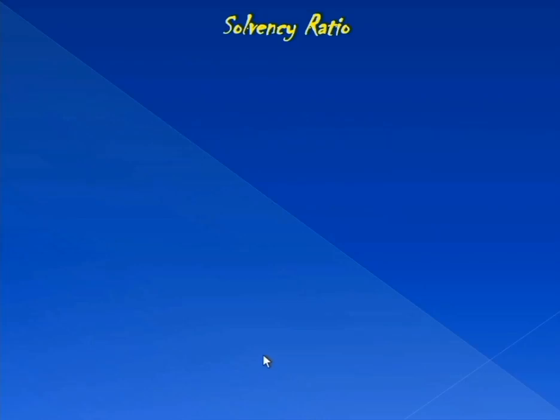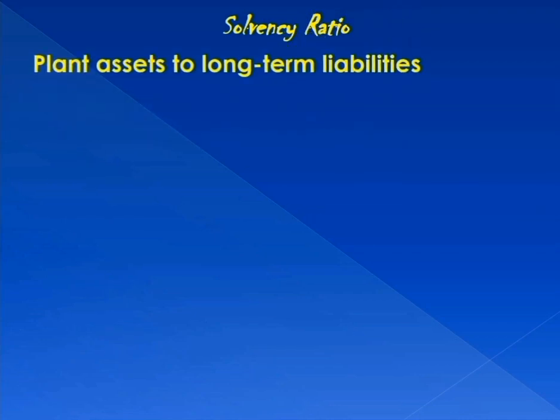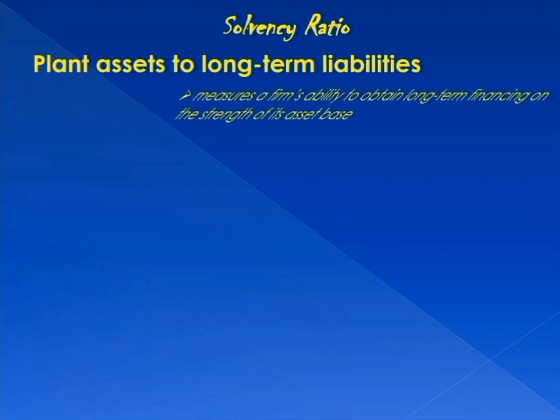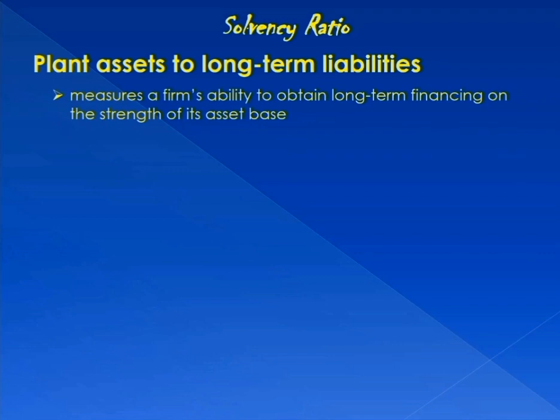Most likely, you already know that entities often pledge their property, plant, and equipment as collateral to secure long-term loans. It is not surprising, therefore, that analysts compare a firm's plant assets net of their accumulated depreciation to long-term liabilities in order to evaluate its ability to obtain long-term financing on the strength of its asset base.